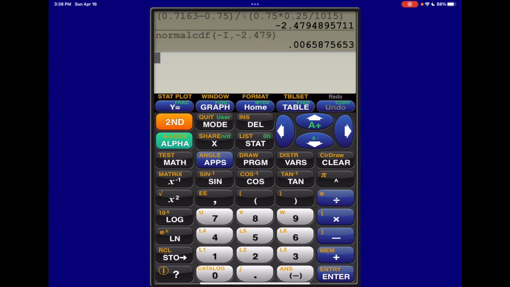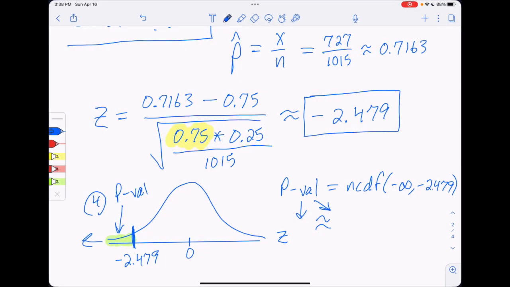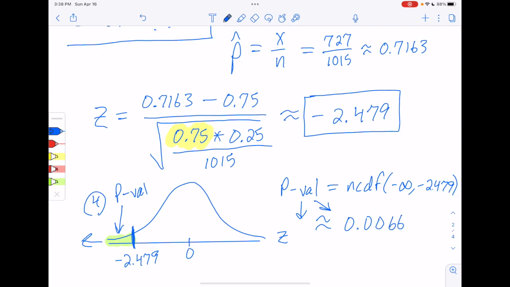Rounding this p-value to 4 decimal places, we would get 0.0066, rounding the 5 up because of the 8 that follows it. So p-value 0.066. I missed a 0 there. Let me go back. 0.0066. So there's our p-value.